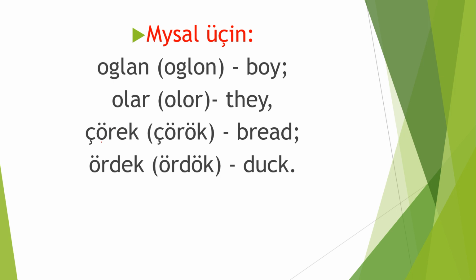So if we have Ö here, we read this one as Ö again. Çörek, bread, çörek. But unfortunately, we can write O, Ö only in the first syllable. Then, even if we hear Ö, we need to write E. Ördök, duck, ördök, not ördek. Because of this we write, we pronounce ördök, çörek olur.